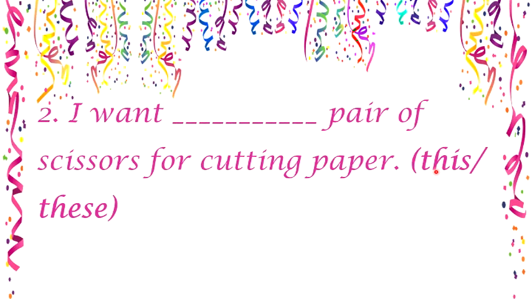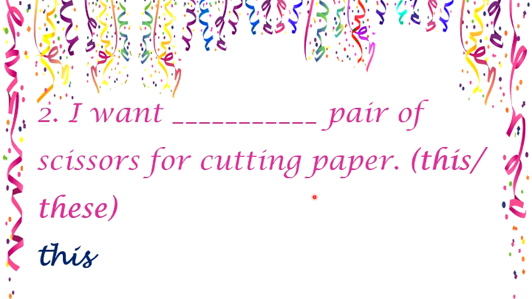I want dash pair of scissors for cutting paper. Again the option is this or these. Now this could be confusing. You have to understand, dear children, that when we talk about pair, then pair means one. One pair. So I want dash pair of scissors means you're talking about only one pair. So it should be, yes, this. Pair is here taken as singular.